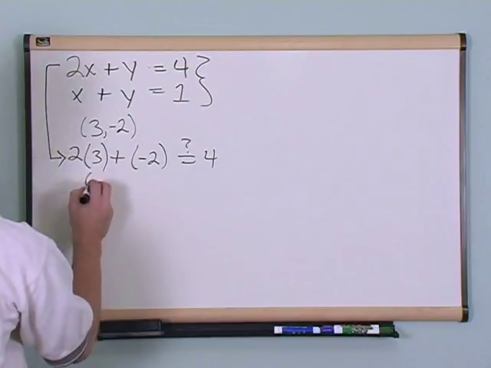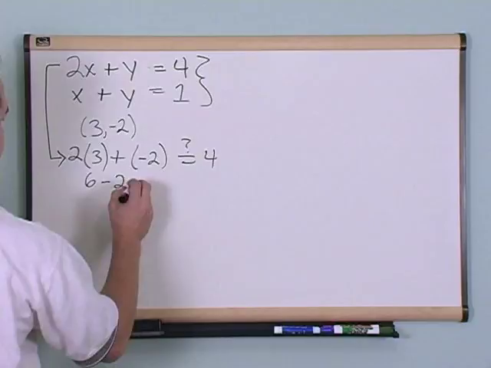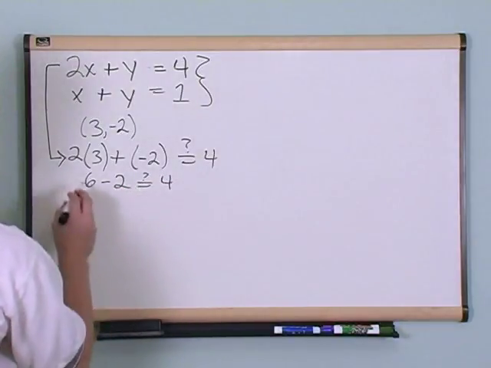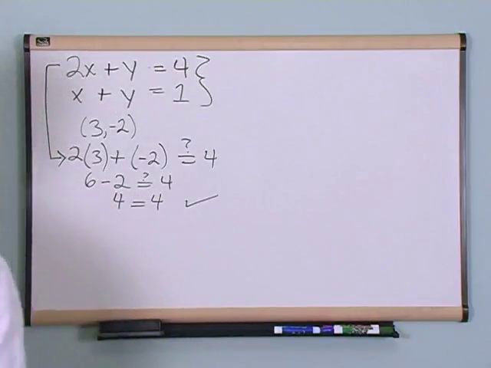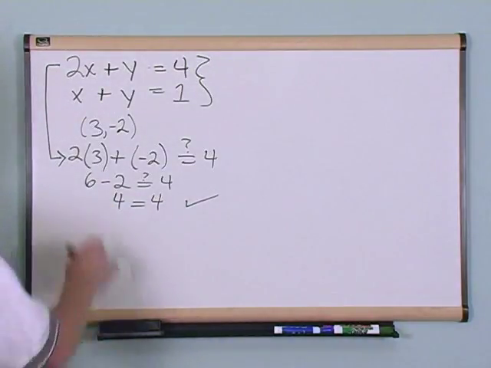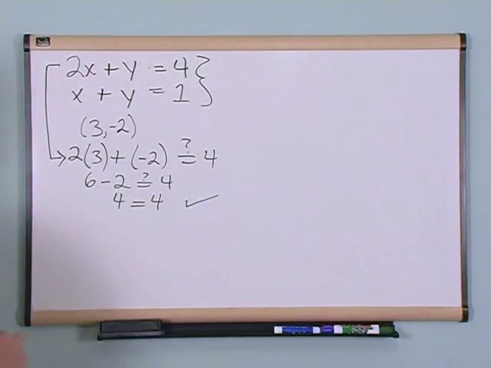2 times 3 is 6. Plus a negative is just negative 2, minus 2 equals question mark 4. 6 minus 2 is 4, equals 4. Now I can remove that question mark because I know that it's true. So this point indeed is a solution to this equation.